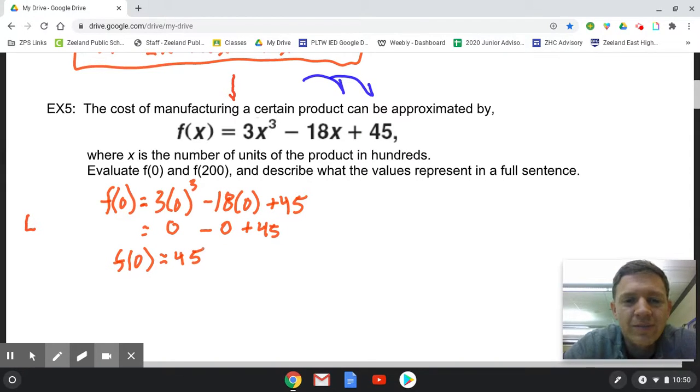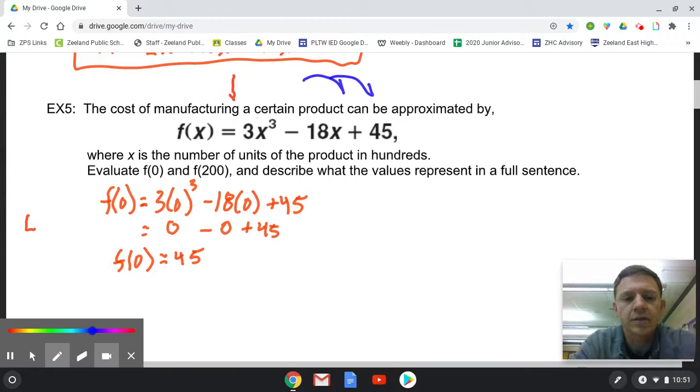What does that mean? The input is the number of units in hundreds. So we plugged in 0 units and got out 45. Sorry, we got out 45, as in the cost would be 45. Now let's do the next one, 200.